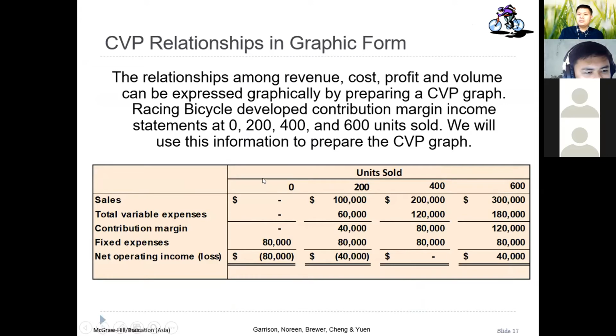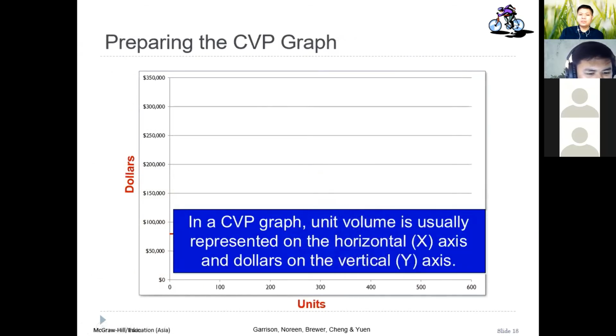Okay. Let us say at 0. Do you agree with this? At 0, you don't have sales, you don't have variable expenses, but you have what? Fixed expenses. At the 200 level, you have sales and variable expenses, and your fixed expenses would be 80,000, and so on and so forth at the 400 level and 600 level. You will see that as sales go up, variable expenses also go up, but fixed expenses do not move. And we studied this already. Okay, and the graph looks like this.